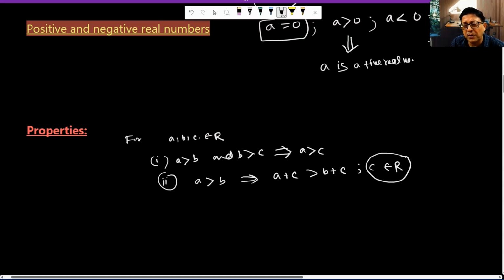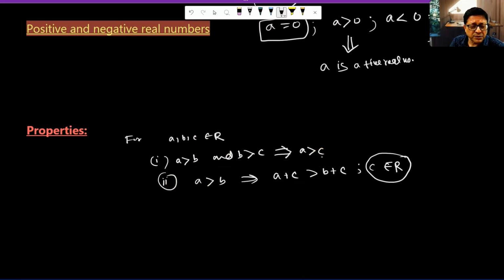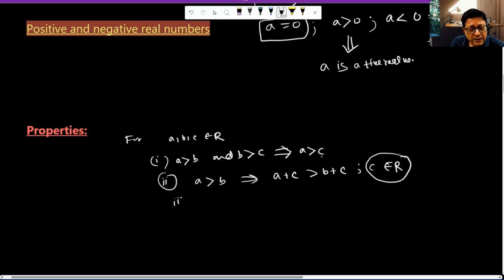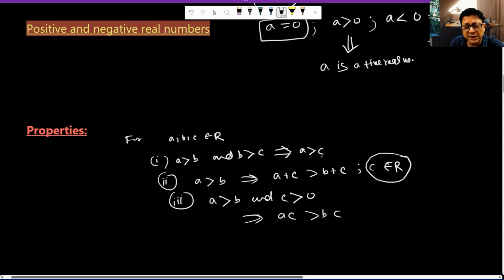This is the symbol for belongs to. I am using it here. Remember, if you are not interested in these symbols, C will be a real number over there. Number 3, A greater than B and say C greater than 0. This implies that A into C greater than B into C, if C is positive.